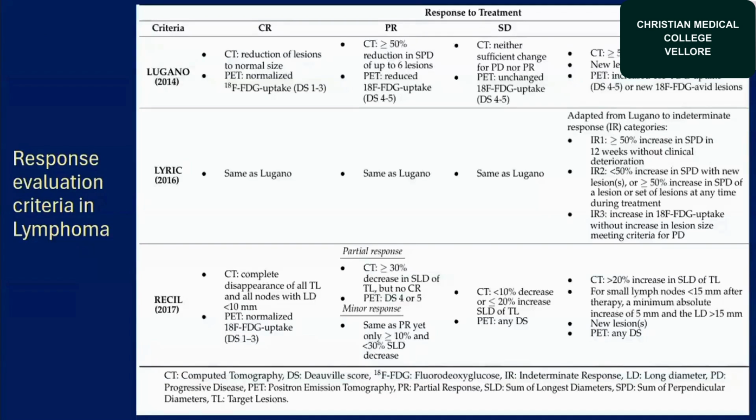So just summarizing what I've already said, the Lugano classification came up in 2014. Then came up the LYRIC in 2016. 2017 brought in this entity of CT-based response assessment, which is called the RECIST criteria, where it used the CT response of more than 30%. So partial response in that case was more than 30% decrease in the sum of the longest diameters. So that was again divided into partial and minor response, while stable disease was a CT score of less than 10% decrease or less than 20% increase in the sum of the longest diameters.